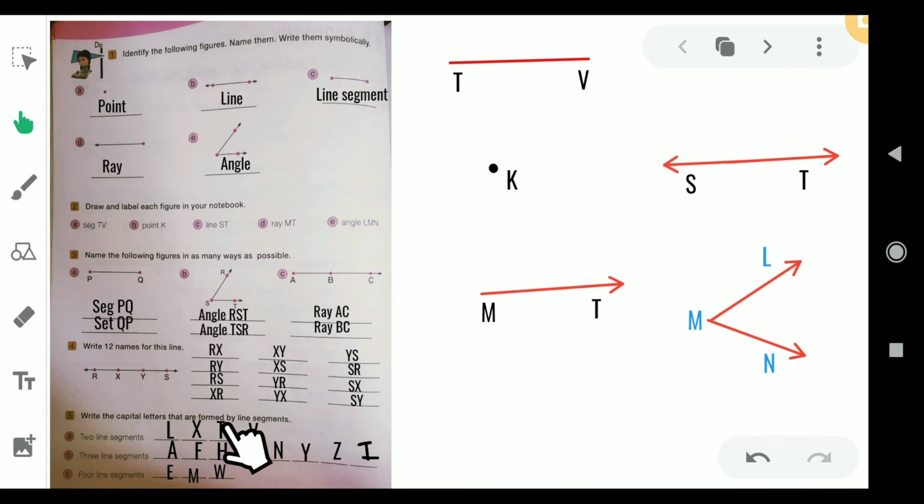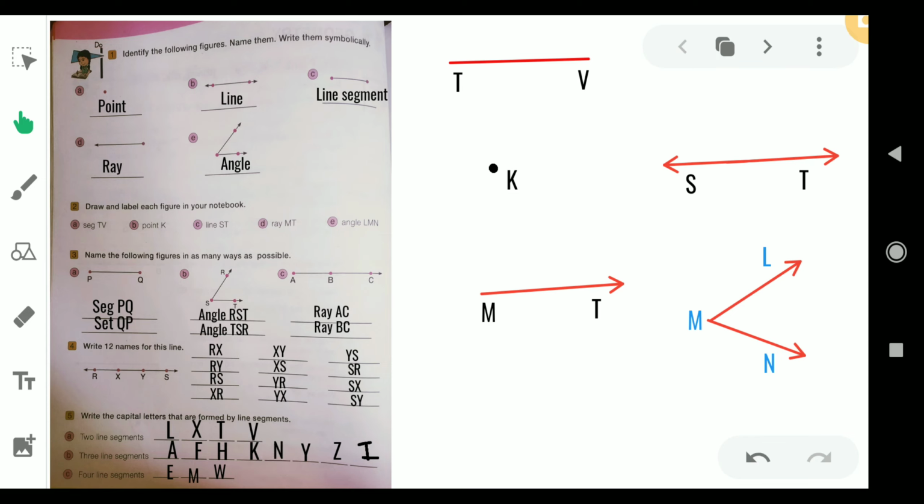Similarly, X is another letter. So this is the first line segment and this is the second line segment. So X is another letter which is formed by two line segments. T is another letter which is formed by how many line segments? One and another one is two. V is another letter which is formed by two line segments, 1, 2.